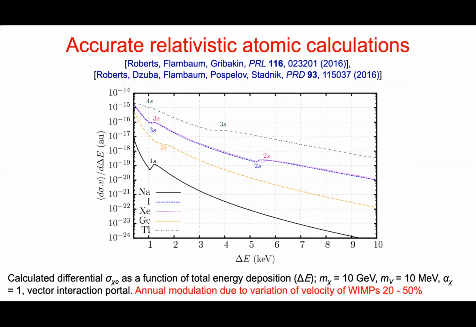So these are pictures for different atoms, just as an illustration. Because relativistic effects very rapidly increase with the charge of a nucleus, for sodium this is the lowest curve for cross-section. But if atoms are heavier and heavier, cross-sections become bigger and bigger. And again, due to strong dependence on momentum here, we have big annual modulation of a cross-section.